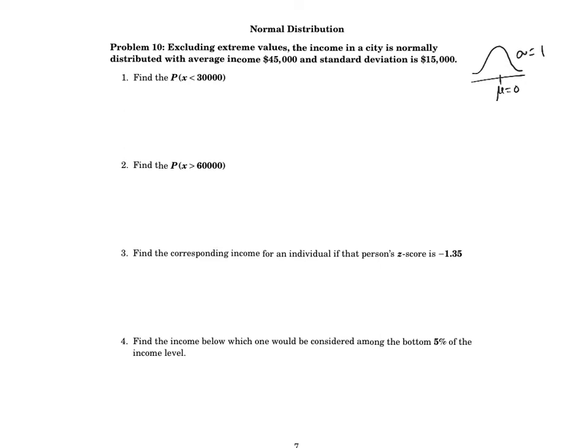Now, in this problem, what's given? Excluding extreme values, we exclude outliers. The income in a city is normally distributed with an average of 45,000 and a standard deviation of 15,000. So we are claiming that it is bell shaped like this with a mean mu equal to 45,000 and standard deviation sigma equal to 15,000.